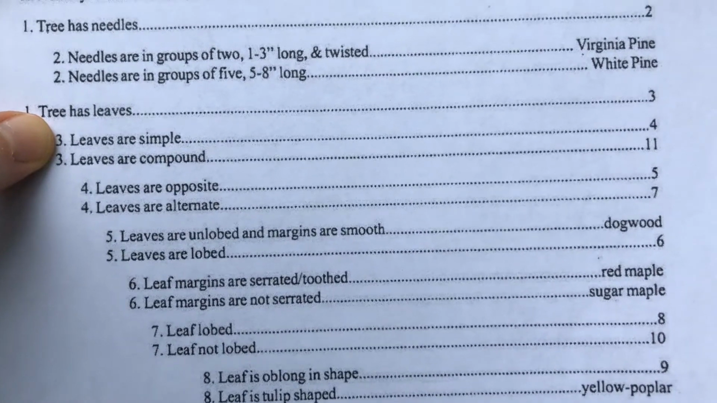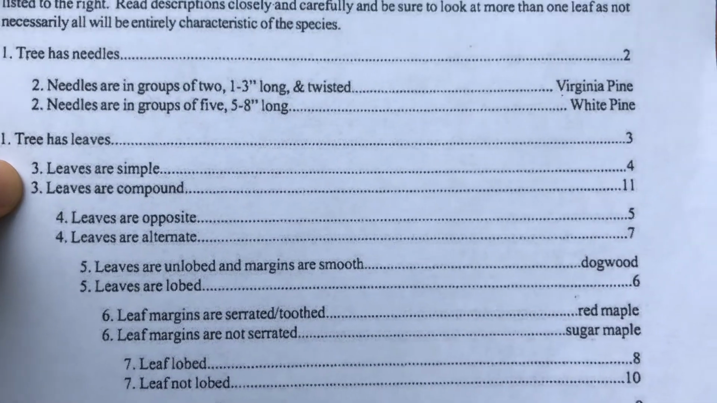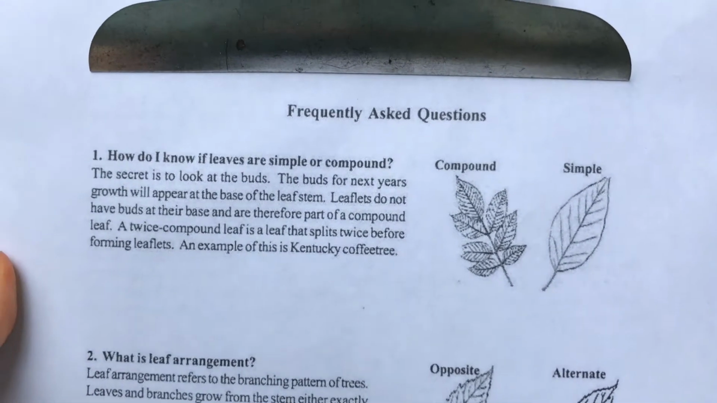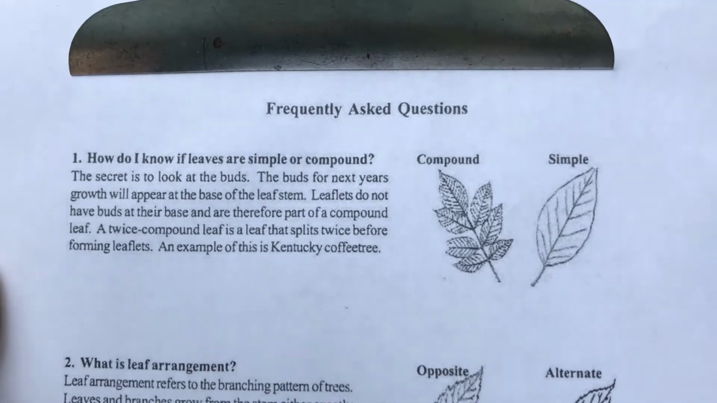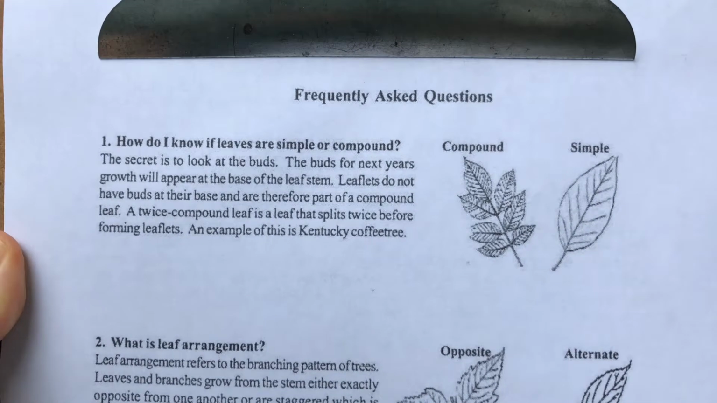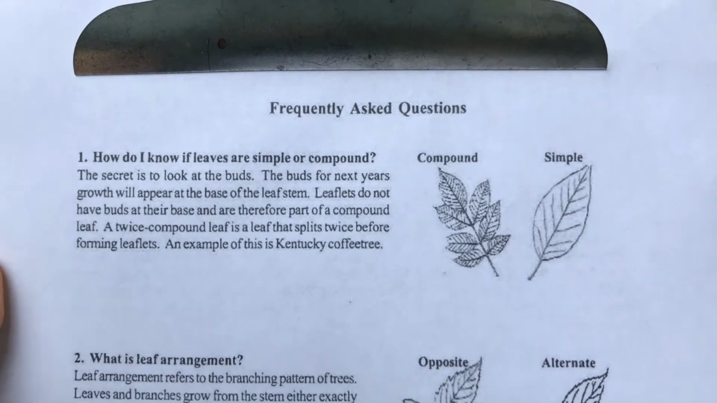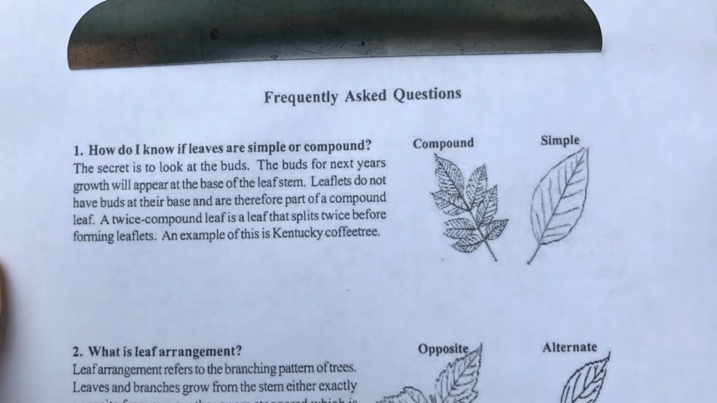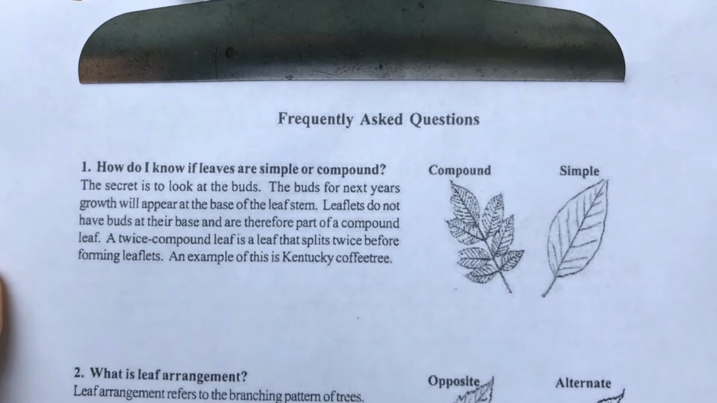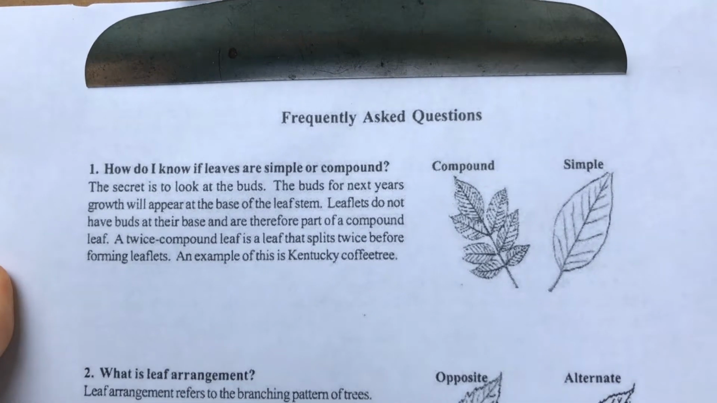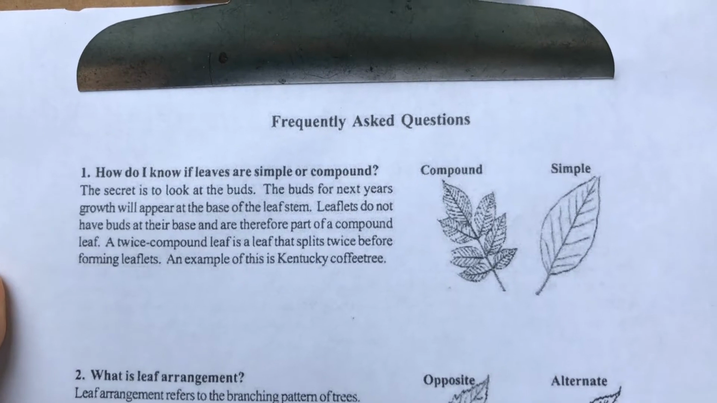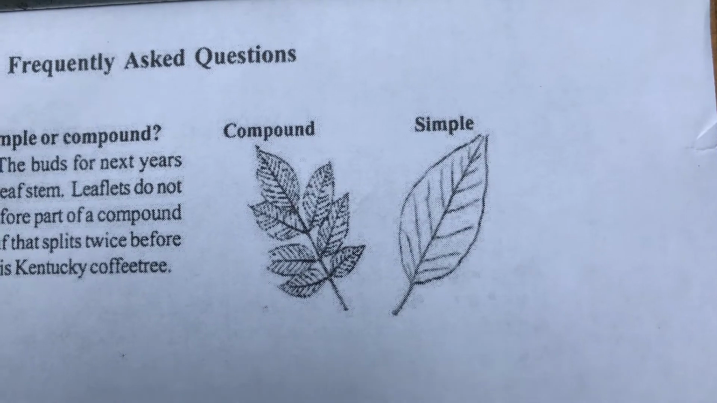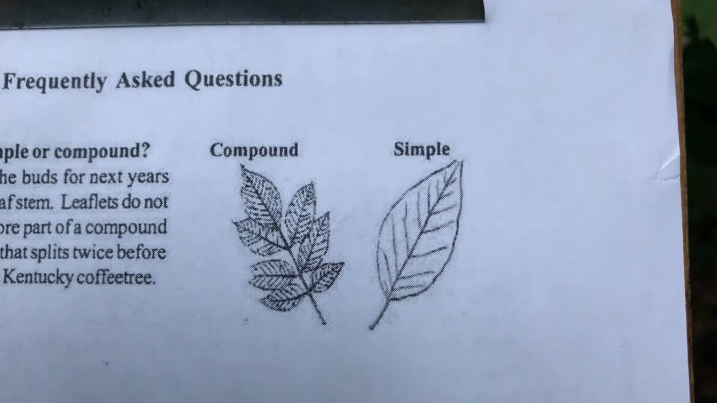Now it says, are the leaves simple or are the leaves compound? And this key happens to explain, how do I know if the leaves are simple or if they're compound? So the secret is to look at the buds. The buds for next year's growth will appear at the base of the leaf stem. Leaflets do not have buds at their base and are therefore part of a compound leaf. So it shows you an illustration there of a compound or a simple leaf.